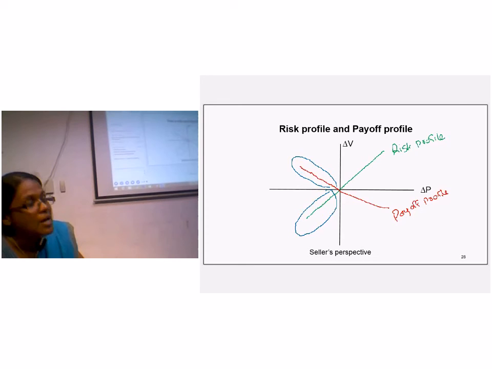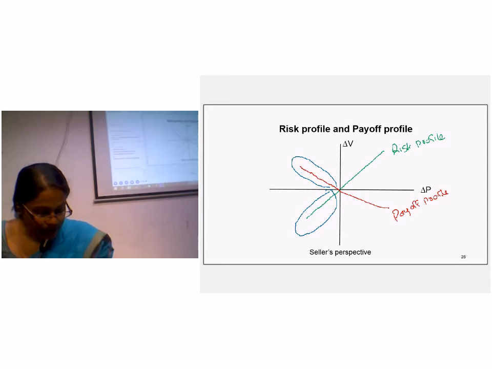But anyway, we know what the cash outflow will be before 3 months, right? So we can plan our cash flows. We can plan our production process, all the things in advance, before 3 months. That's why it says it will reduce risk, up to some level. Okay. Now this is the risk profile and payoff profile of a seller.